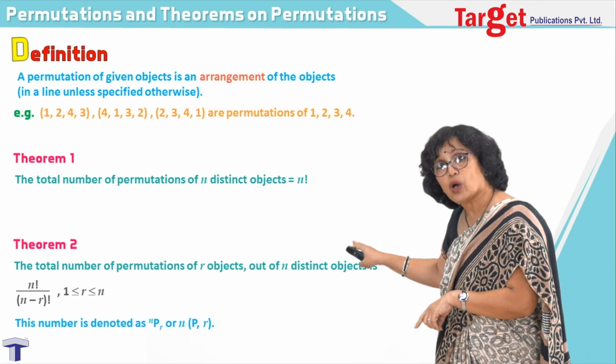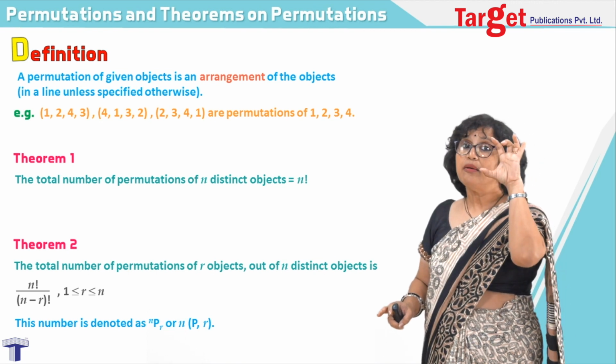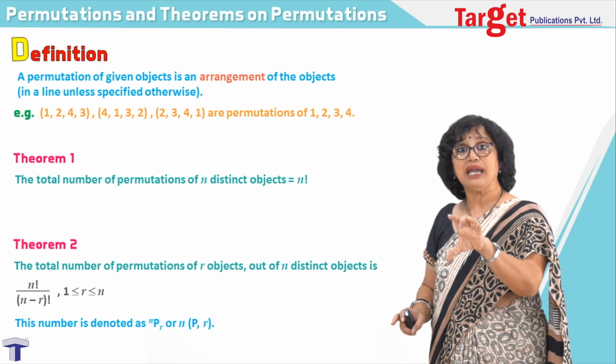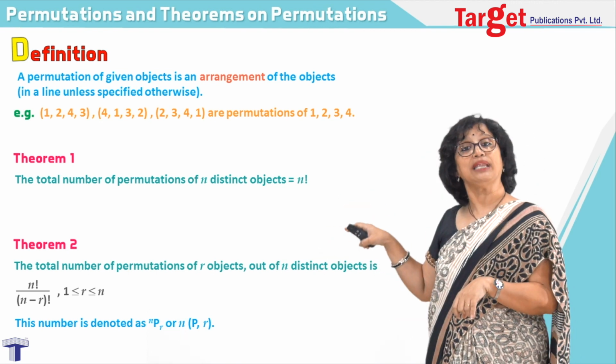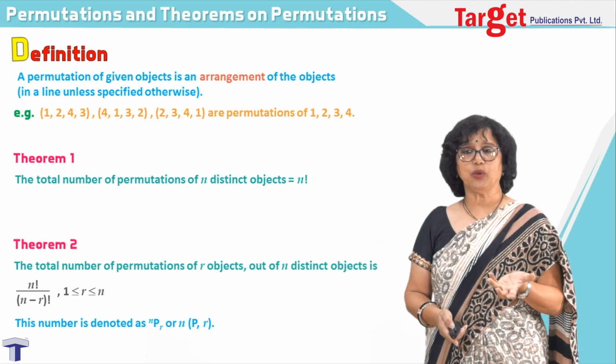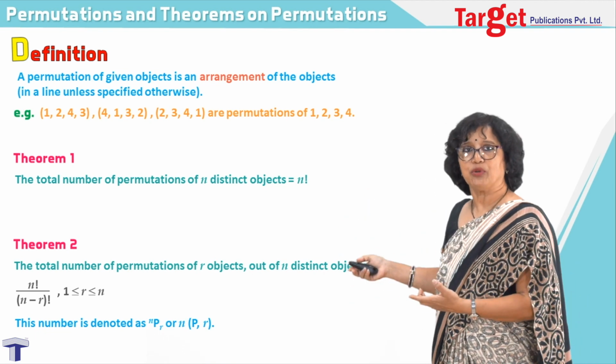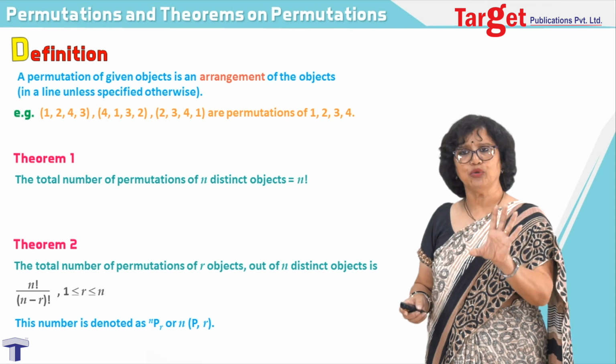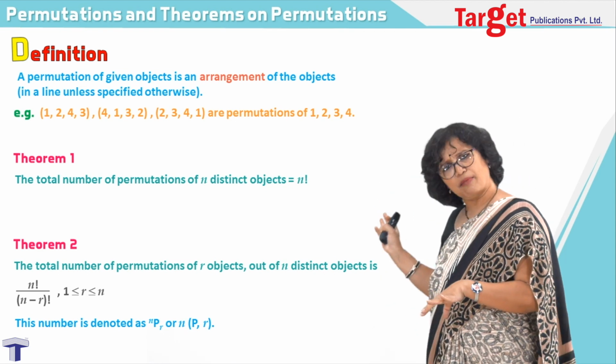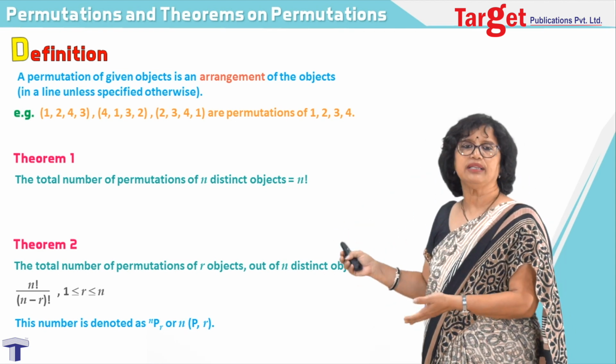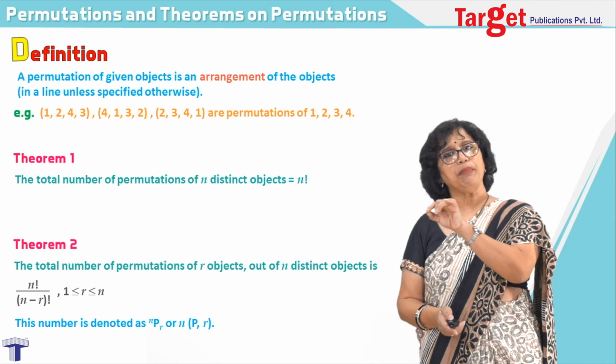Before that, once for all, I write what we mean by nPr. nPr is actually n factorial upon n minus r factorial. That's a new notation for you, so you will have to remember. nPr is mostly used. In some books another option is also written, so I have also written n, and then inside bracket you write P comma r.